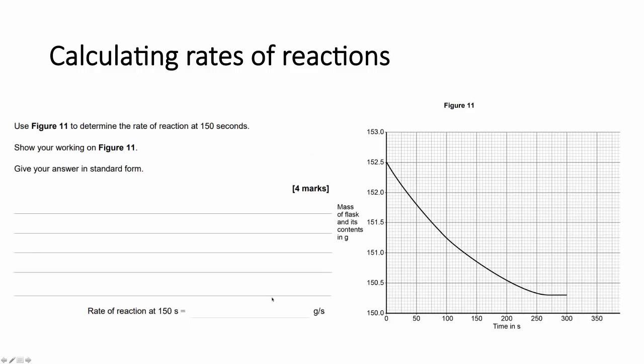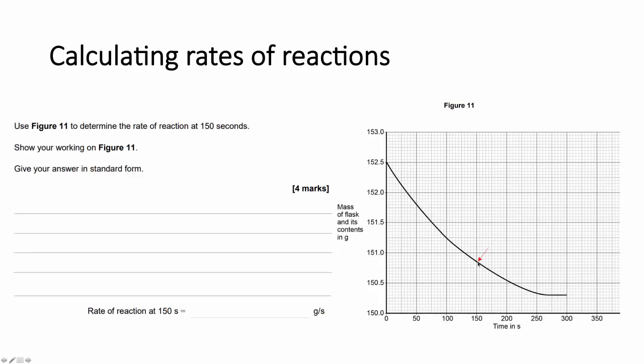In the second part of this question, it asks us to determine the rate of reaction at 150 seconds. Now, it asks to give our answer in standard form. So we look at the point 150 seconds, and as we notice, what's happening here is the gradient, which will be the difference in mass divided by a difference of time, is equal to the rate of reaction. And we can see that the gradient is constantly changing. It's steep at the beginning, and then it starts to become less and less steep, and eventually becomes horizontal.